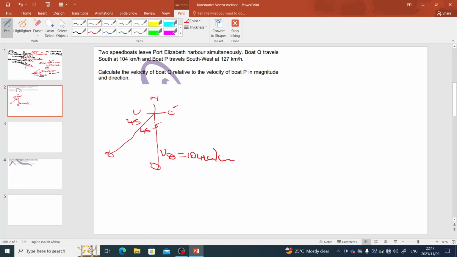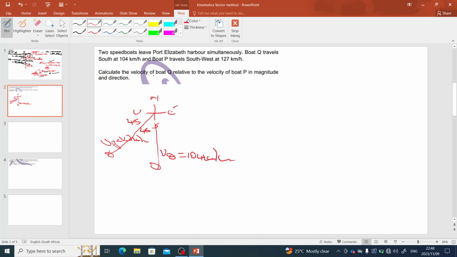Like I always say, our quads are made up of 90. Whenever you project or plot your vector diagram, work from the 90 perspective. It will be easy for you. Then this is VP at 127 kilometers per hour. Now, we've managed to draw the given information into this vector diagram. Now let's go and read the question. What is it that they want us to calculate?